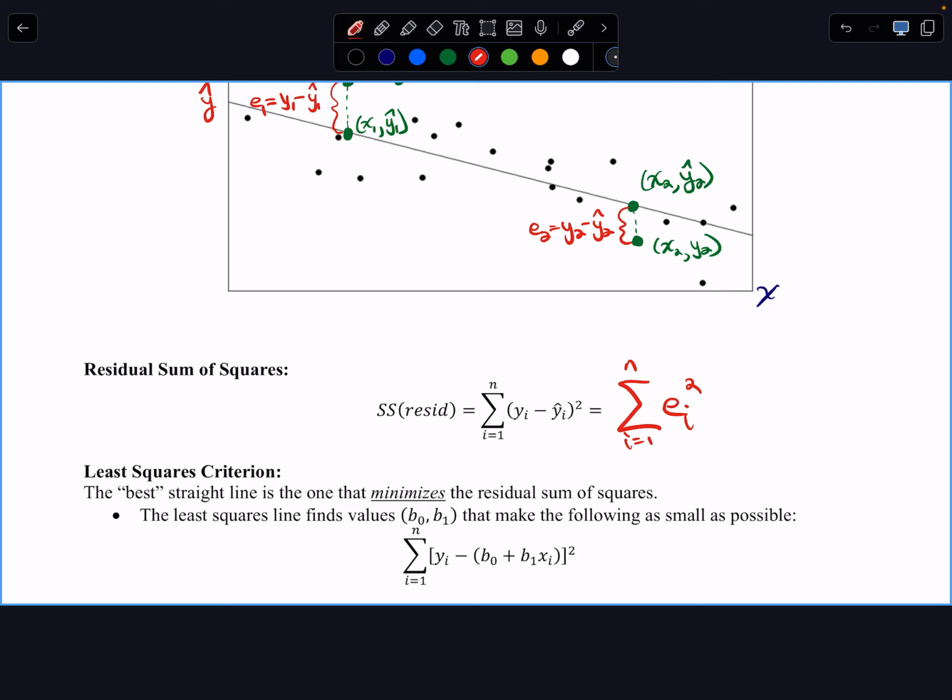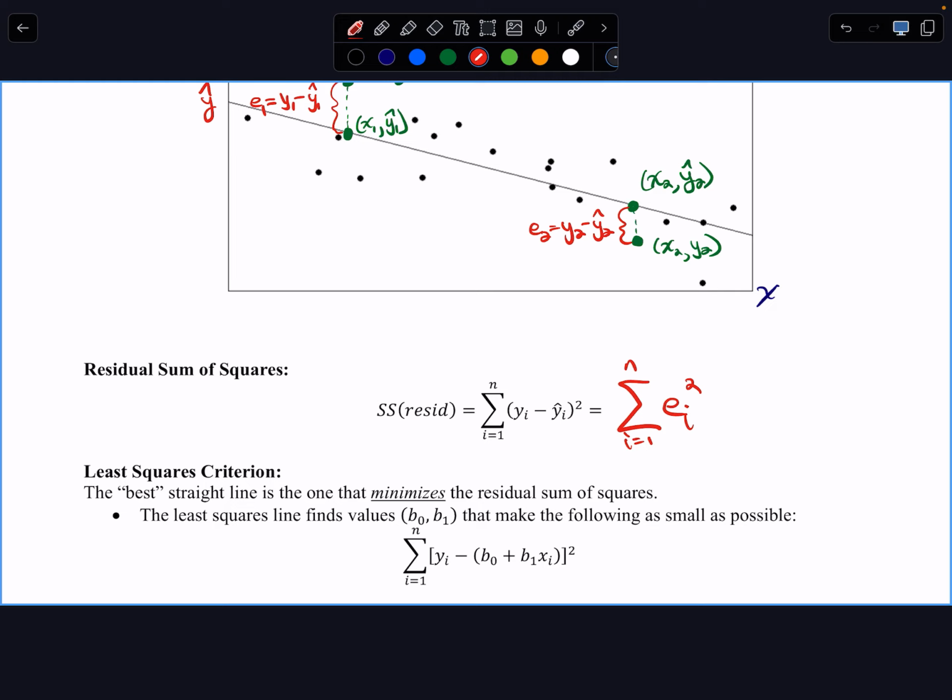All right? So we're saying that the line of best fit is the best straight line. It's the one that minimizes your residual sum of squares. So I'm going to take this thing right here, and I'm going to minimize it. All right? I've got to pick.